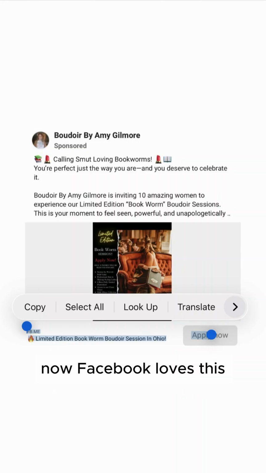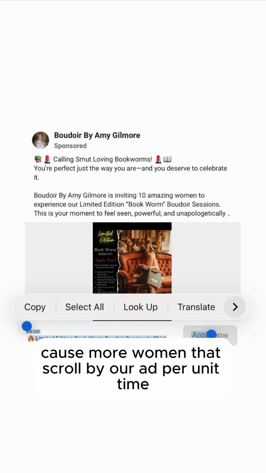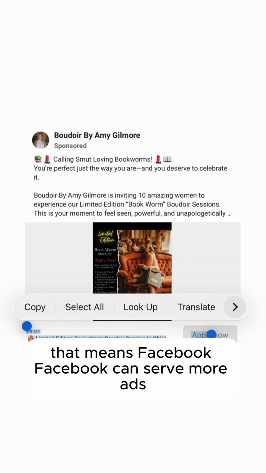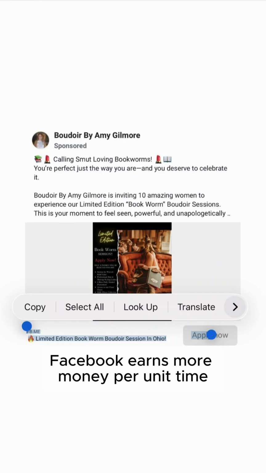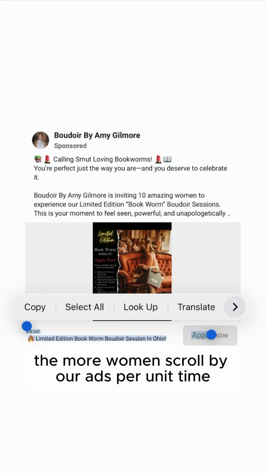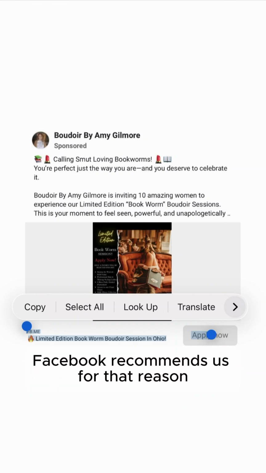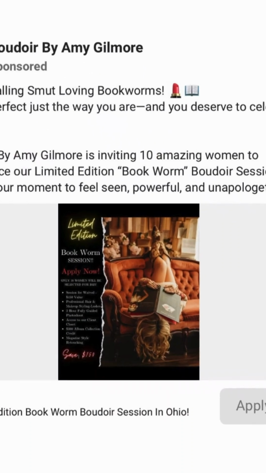Now Facebook loves this because the more women that scroll by our ad per unit time, that means Facebook can serve more impressions of other advertisers' ads per unit time. Facebook earns more money per unit time the more women scroll by our ads per unit time. So we never want to follow what Facebook recommends for that reason.